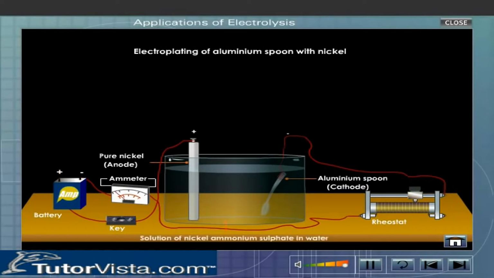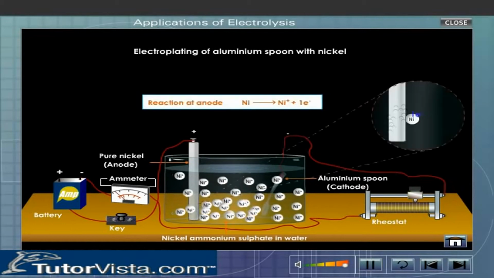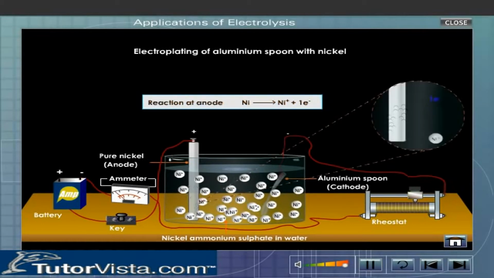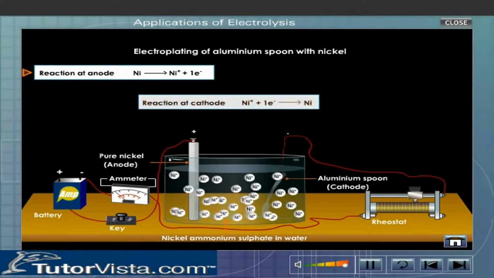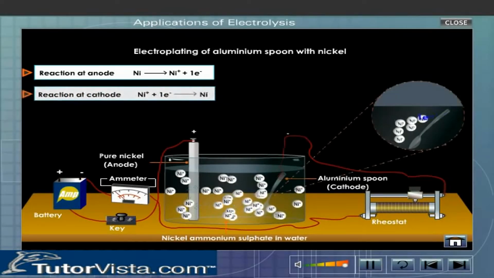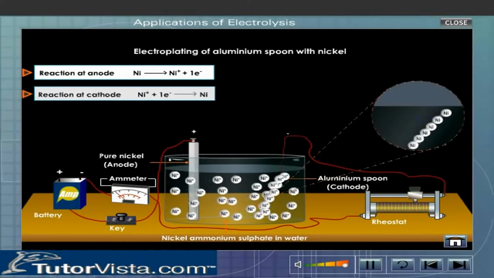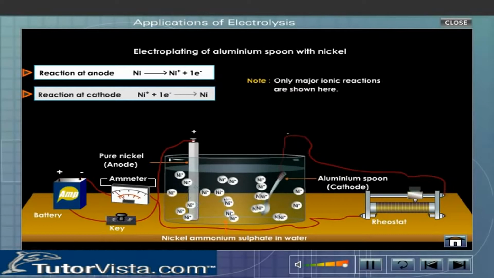A solution of nickel ammonium sulfate in water is used as the electrolyte. When a current is passed, the nickel atoms from the anode lose electrons and enter the electrolyte as nickel ions. The positively charged nickel ions are discharged at the cathode by accepting electrons and get deposited as a thin film of metallic nickel on the aluminium spoon. Thus, the aluminium spoon is electroplated with nickel.